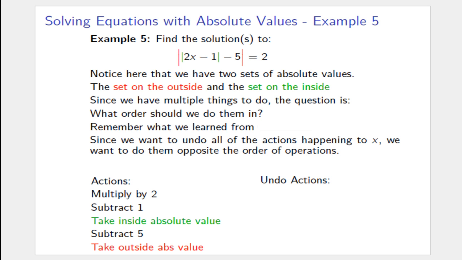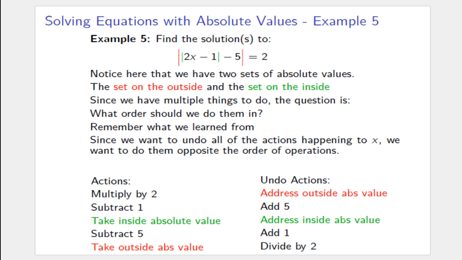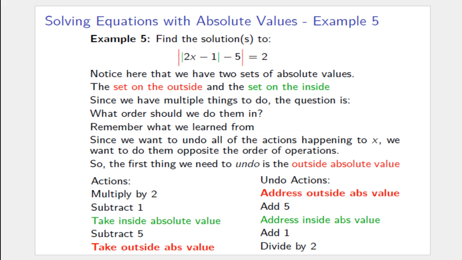So how do we undo the actions? The first thing we want to undo is we want to address that outside absolute value. Then, to undo subtracting 5, we'll add 5. And then we need to address the inside absolute value. Once that is done, we can add 1 to undo subtracting 1 and divide by 2 to undo multiplying by 2. But the first thing we need to do is undo the outside absolute value.